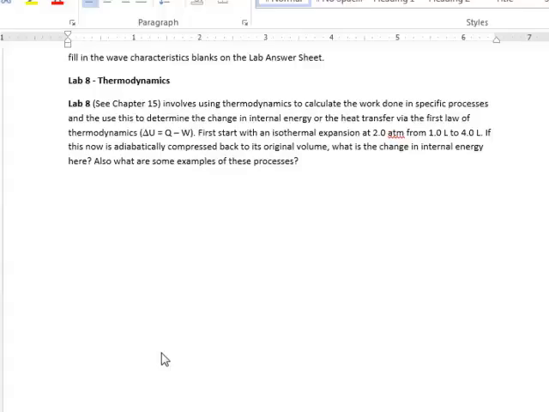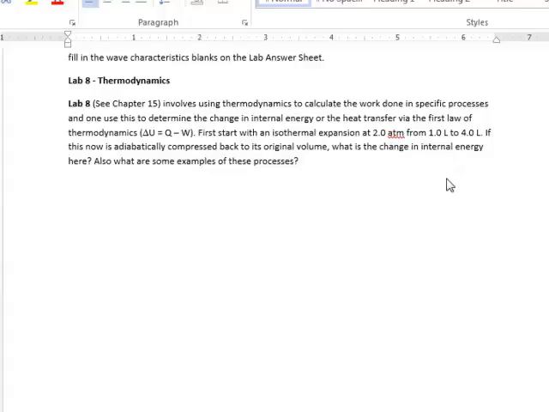So we see Chapter 15 involves using thermodynamics to calculate the work done in specific processes, and the use of this is to determine the change of the internal energy or the heat transfer via the first law of thermodynamics. So what we're going to look at here is a specific situation, and then we're going to try to find real-world applications. So, first start with an isothermal expansion from 2 atmospheres, from 1 liter to 4 liters.